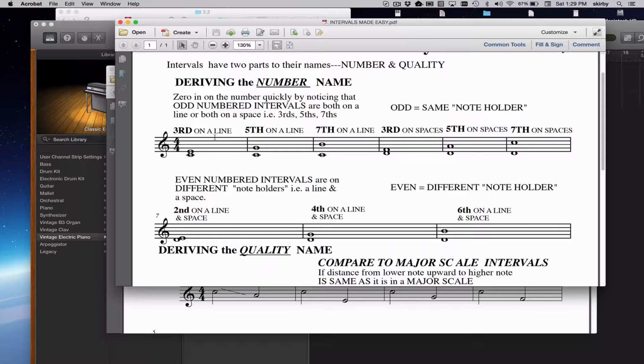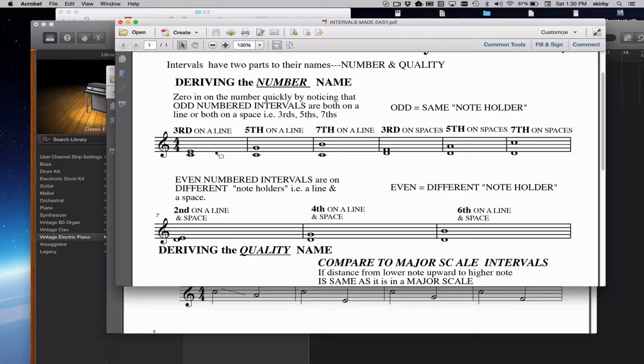Intervals have two parts to the name: a number name and a quality name. The number name could be 1, 2, 3, 4, 5, 6, 7, 8. The odd numbers, 3, 5, 7, are visually very easy to see. They are on the same note holder. So if the lower note is on a line, the upper note will be on a line, so you can quickly see that that's a third, both on a line, fifth, both on a line, seventh, both on a line. You could count them out, of course, but it's good to get this quick visual cue.